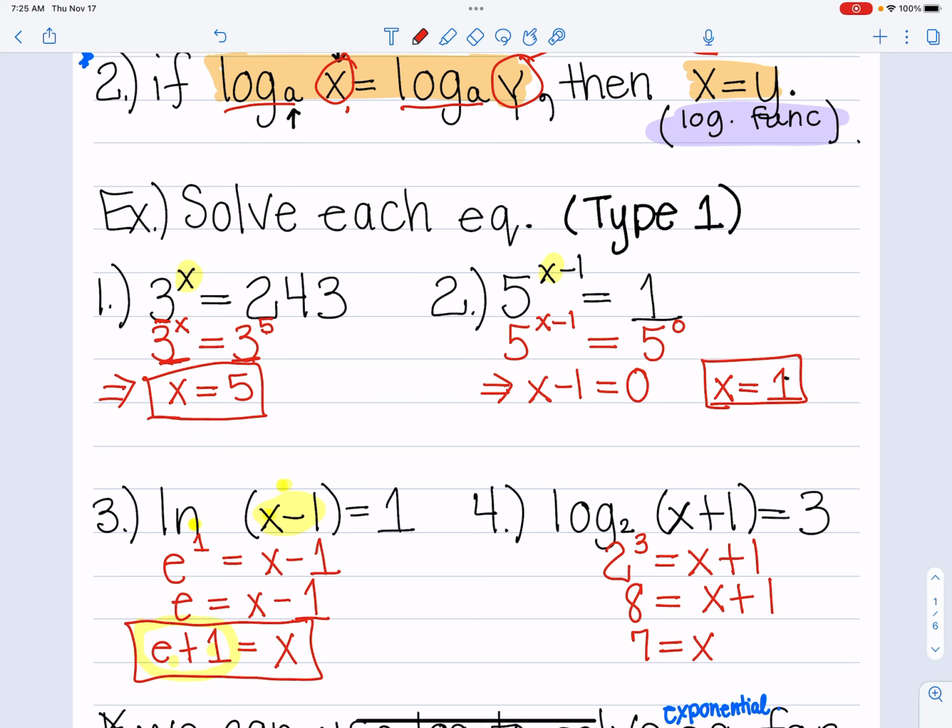But we won't stop yet, because look at where x is. Anything in this position has to stay positive. If I plug 7 in right here, 7 plus 1 will keep it positive. So 7 is my correct answer. This is just a review of type 1 exponential and logarithm equations. Simple.